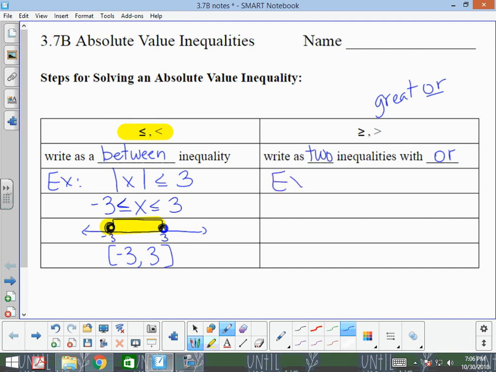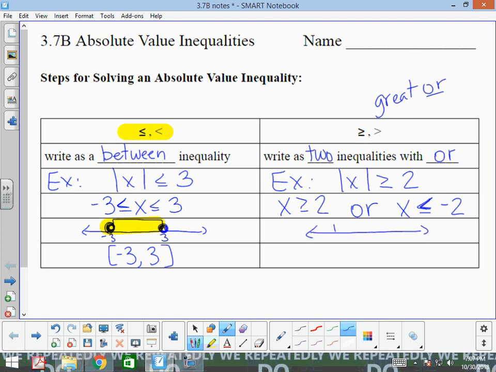So for example, if I have the absolute value of x is greater than or equal to 2, I'm going to write this as two inequalities. First, I'm going to write it without the absolute value, just like it is. Then use the word or, and then keep the expression that's inside the absolute value the same, but switch around the symbol, so now it's less than, and change the sign of the number that's on the other side of the inequality from the absolute value. So x is greater than or equal to 2, or x is less than or equal to negative 2.